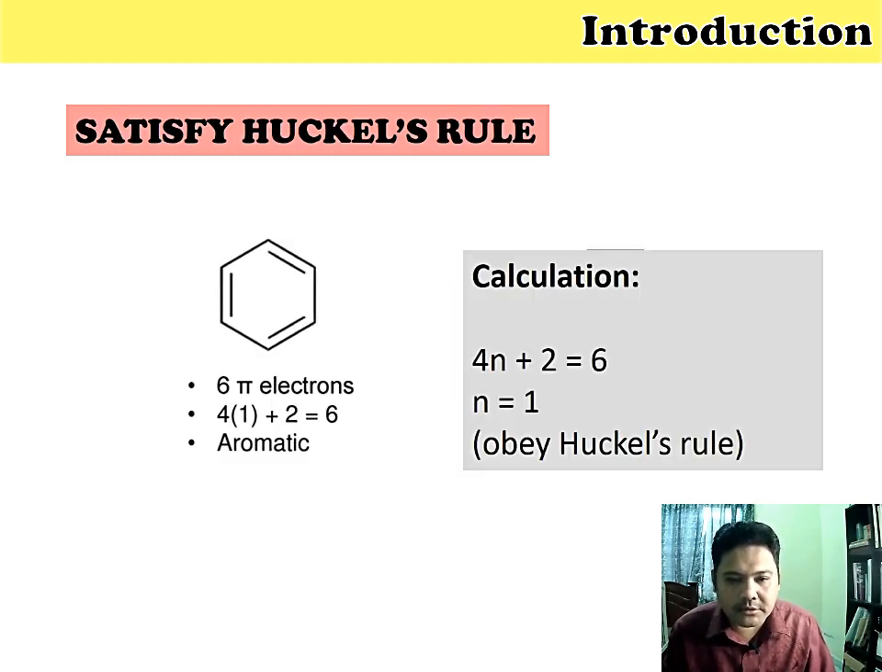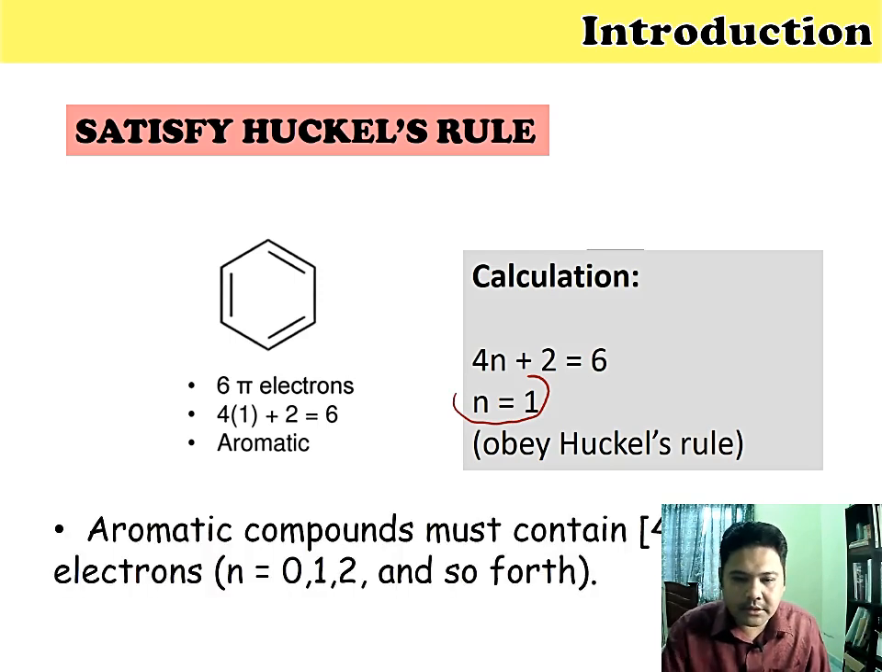And the last one is to satisfy Hückel's rule. In Hückel's rule, the structure obeys the rule when we determine the number for n. n should be either 0, 1, 2, 3 and so forth.